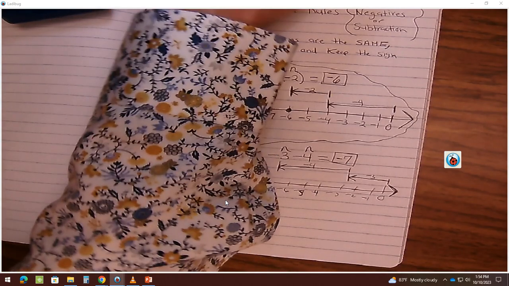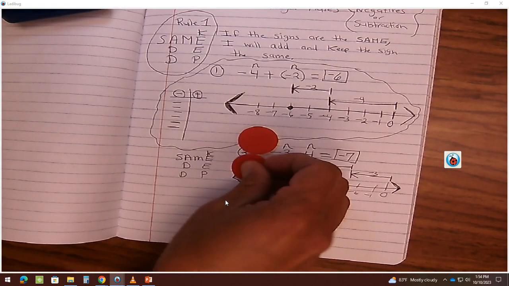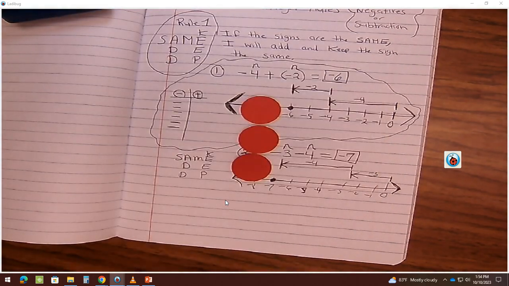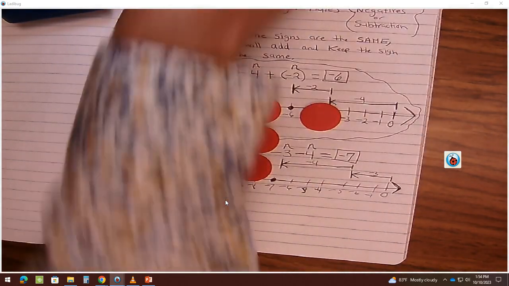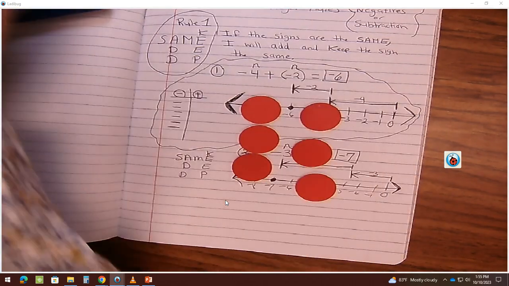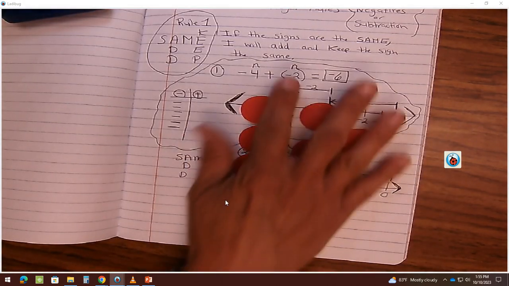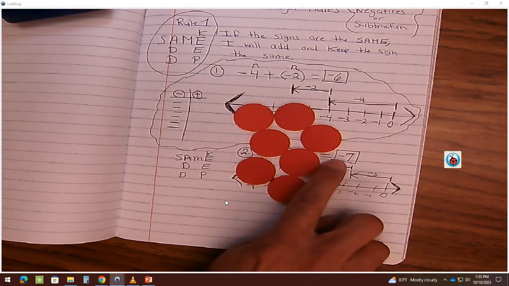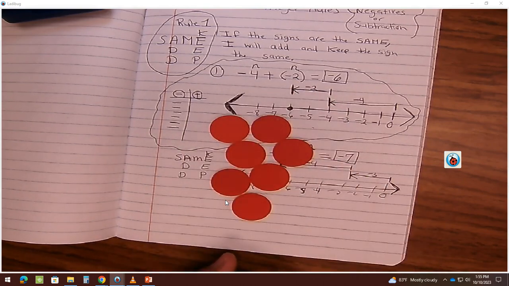Integer chips. How many red do I need first? How many red? 3. 1, 2, 3. And then we have 4 more that are also red. 1, 2, 3, 4. They're all red. That's why it's what? -7. Questions?